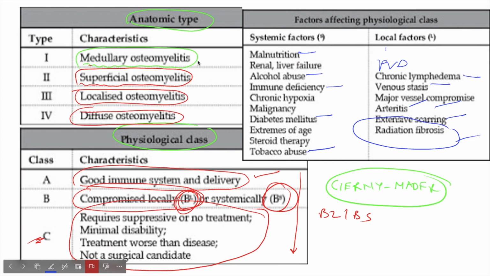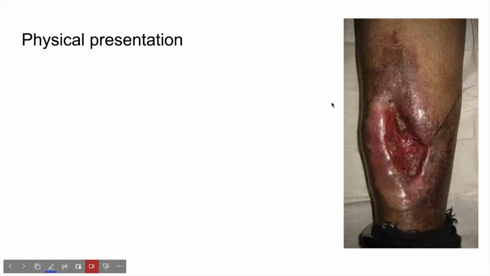So if the patient has a medullary osteomyelitis and a good immune response, it will be labeled as class 1A based on the Cierney-Mader classification. If the patient has localized osteomyelitis with lymphedema of the limb and normal systemic status, it will be labeled as class 3BL. So this is the Cierney-Mader classification which gives prognosis. The higher the class, the worse the prognosis for these patients.